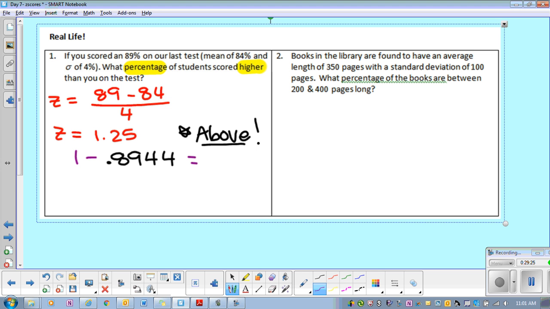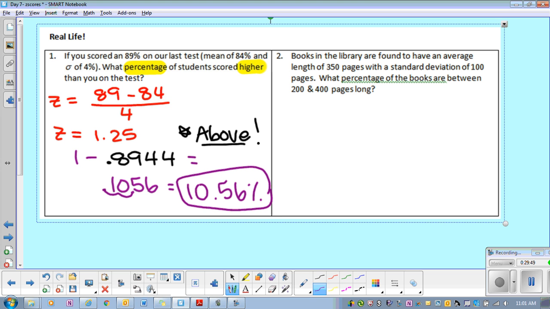So what percentage of students scored higher than an 89%? It's 1 minus 0.8944, which is 0.1056. But I want the percent, so move the decimal place. So that equals 10.56%. So almost 11% of the students scored higher than an 89%. So this 89 is pretty good, right? All right, look at number 2.